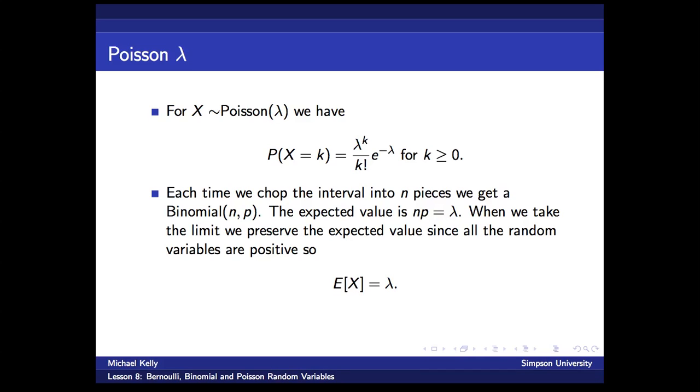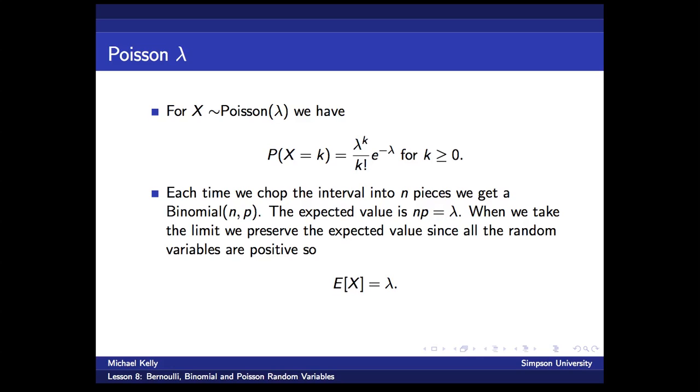So no matter how many pieces we chopped this into, we were approximating this number of phone calls via a binomial, right? So we always had a binomial with np, and the expected value at every step was np, which we called lambda. So the expected value at every step is always lambda. And if we take the limit as n goes to infinity, we actually preserve the expected value. That's something we're not going to show in our class, but for now, just take it as fact that even if I take the limit, the expected value doesn't change. So the Poisson random variable is going to have expected value lambda.